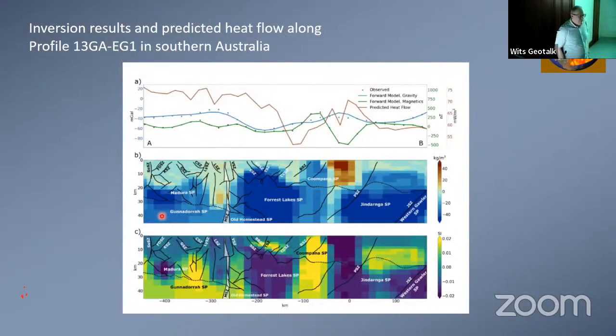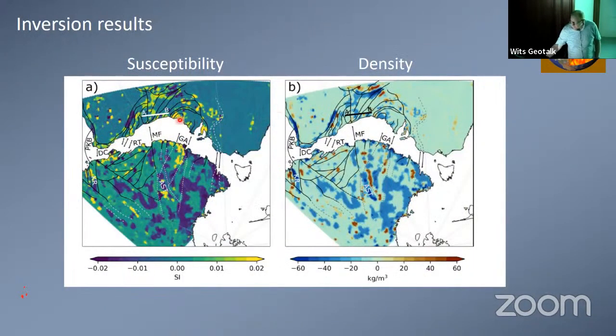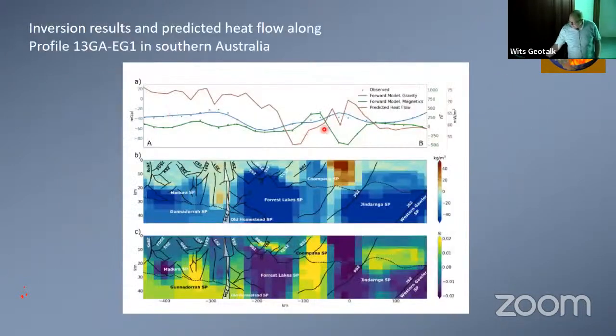Before we do this, just to get an idea of how good these results are. So that's an inversion result. Sorry, that's this profile here on the Australian side. And we have nice seismic data, so it's very well constrained. And the model, of course, gives a perfect fit to the gravity and magnetic data you see above. We also can, from the model, predict some geothermal heat flow. I'll come back to this later.